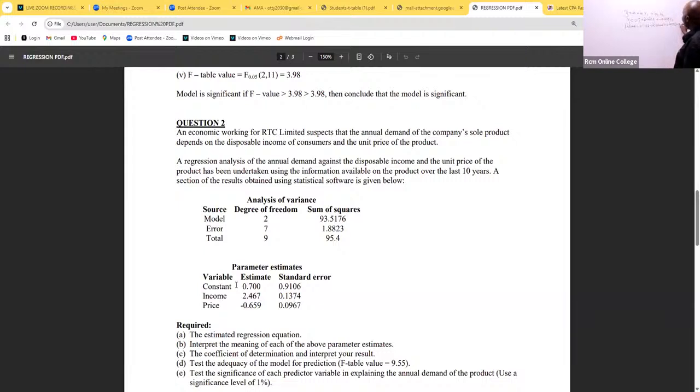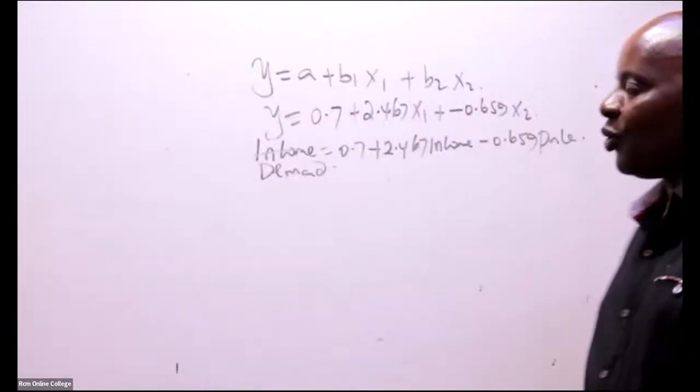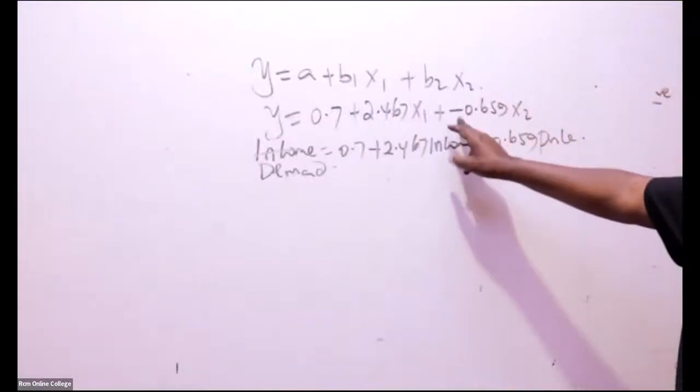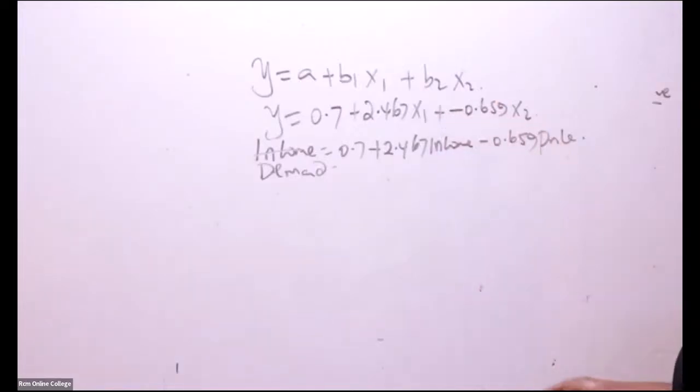So it means that y is not income. Why? The economist working for RTC Limited is looking at annual demand. So this y is annual demand. This is what was expected of you in Roman 1. You can either leave it like this, with the minus sign, or you can put in the variables like that.